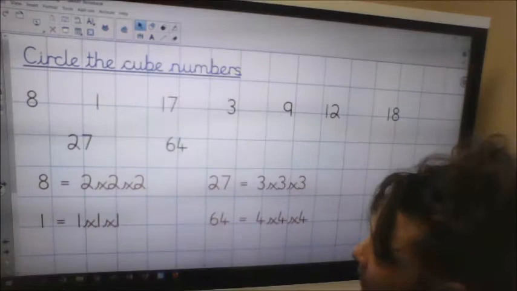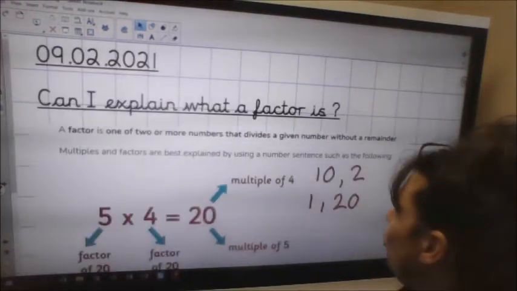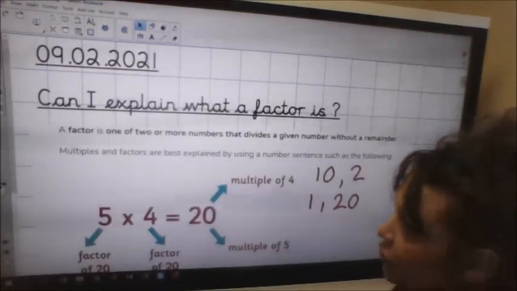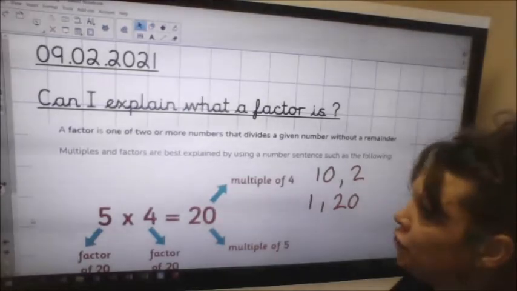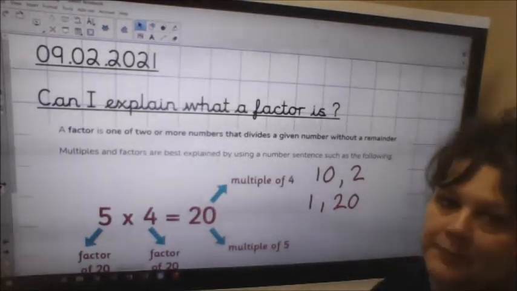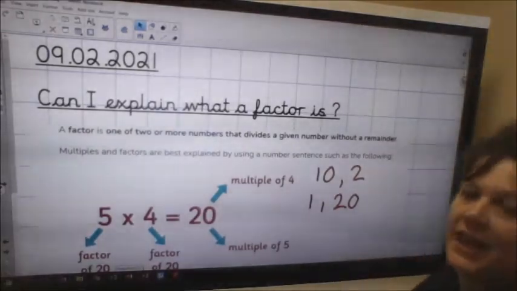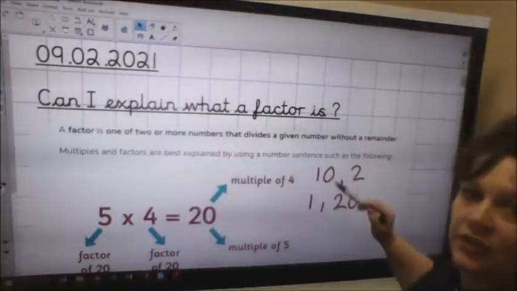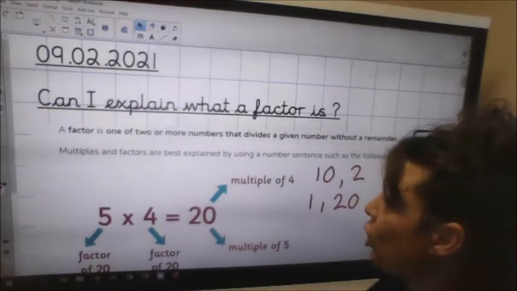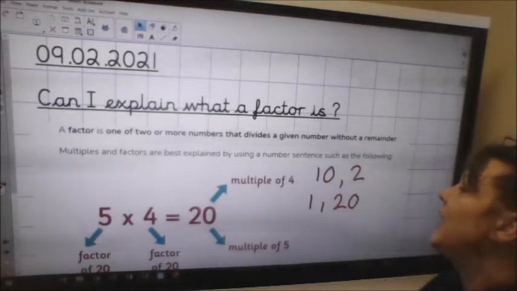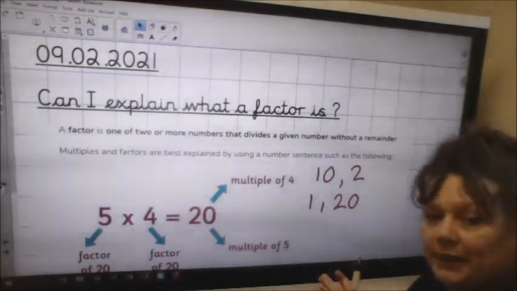Okay, you really impressed me yesterday with your work on multiples. And what we're going to look at today is factors. So let's have a little look at what I mean by a factor then. So it says, can I explain what a factor is? So a factor is one of 2 or more numbers that divides a given number without a remainder.